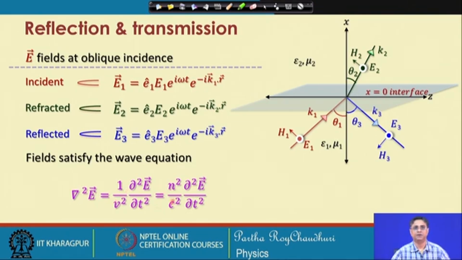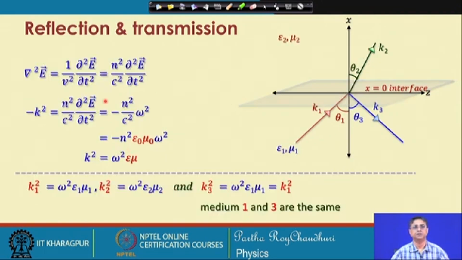Now, v square you can replace by c square by n square, where n is the refractive index of the medium involved. From this we can write down this equation in terms of k square: the second order derivative of this electric field in the plane wave form will give you minus k square into E, and the second derivative with respect to t will give you minus n square omega square by c square into E. Therefore, you can equate these two, that k square equals omega square mu epsilon.